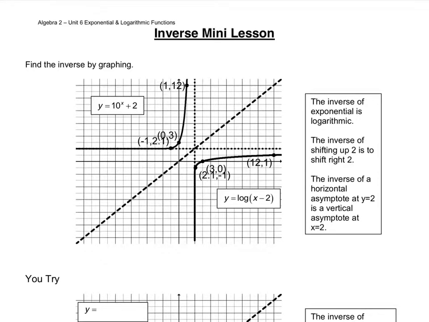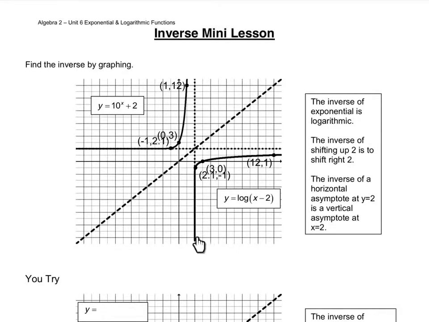Okay, so today we'll be working on inverse. Again, this is something that you have seen before, so you'll see that most of the information I'm saying we have discussed. So let's read some stuff over here. The inverse of exponential is logarithmic. The inverse of shifting up is to go right. And the inverse of horizontal asymptote would be a vertical asymptote. So if you have a horizontal asymptote at y equals 2, it means that you have a vertical asymptote at x equals 2. So let's look at those.